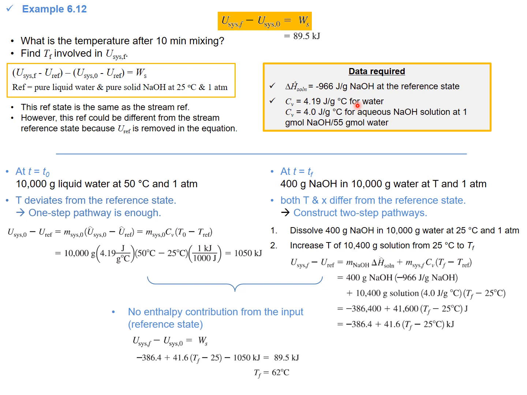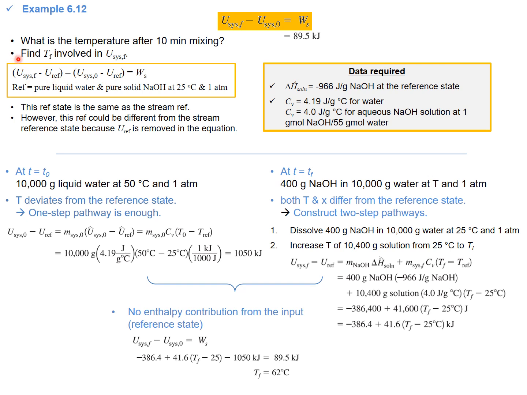Also, here we have two different heat capacities. The first one is for water. The second one is for the mixture between the water and sodium hydroxide. Of course, in this initial state case, you should use the heat capacity of water, because we are thinking about the 10,000 gram liquid water. Okay, so that value is 1050 kilojoule. This value is about the second term on the left hand side of the equation.